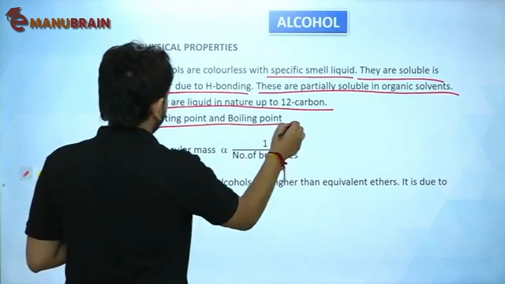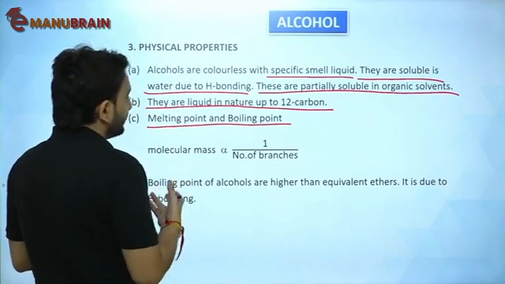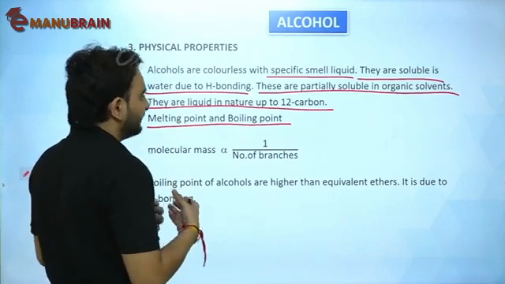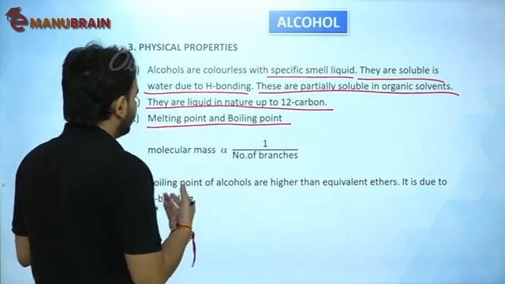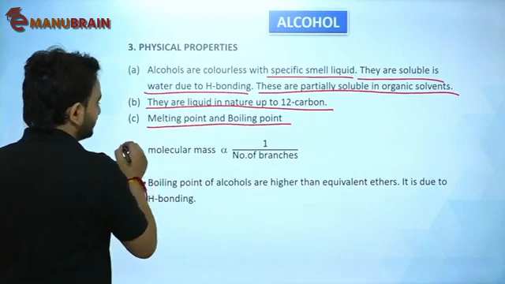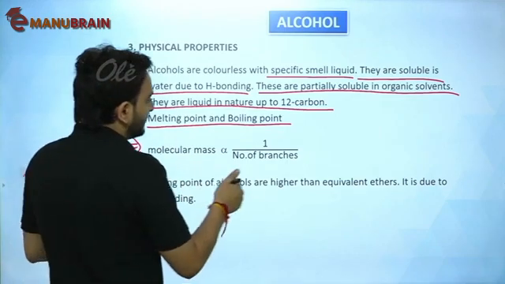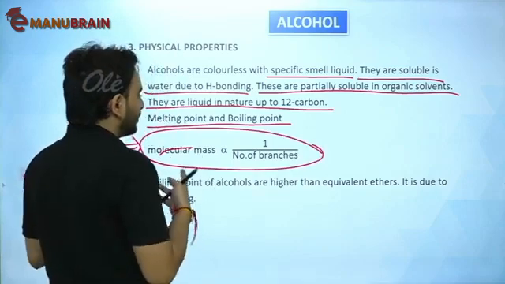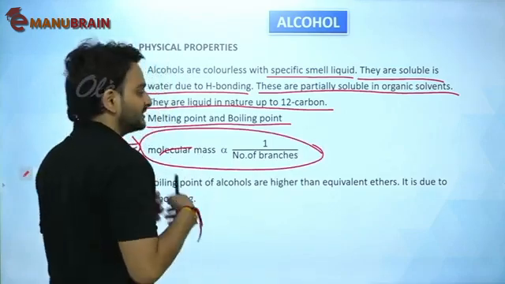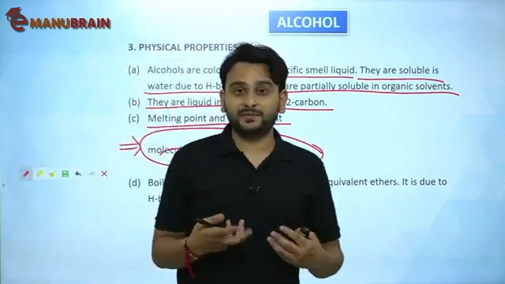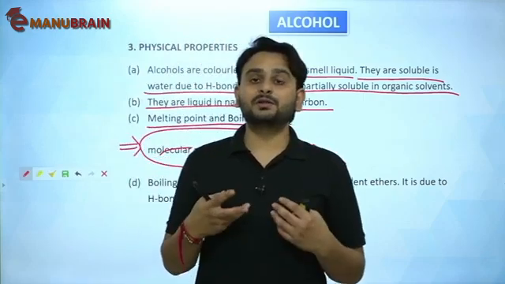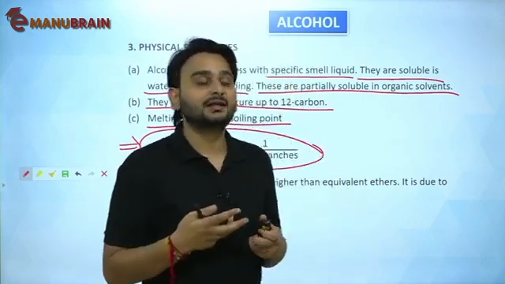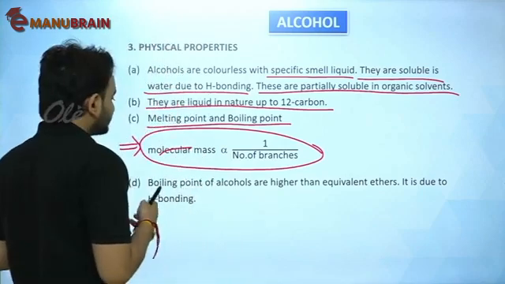Melting point and boiling point depend on their physical properties, right? For example, if they are symmetrical, if they are stable, then the melting and the boiling point will be higher. For the same number of carbon atoms, when we are talking about the molecular mass, the boiling point will be inversely proportional to the number of branches, guys. I hope you've understood this, guys.